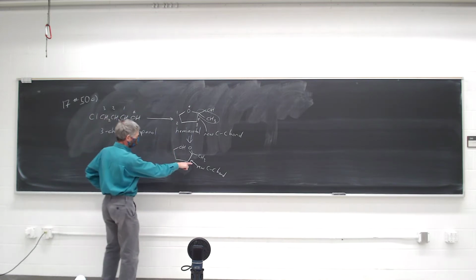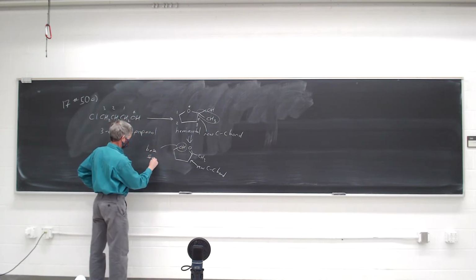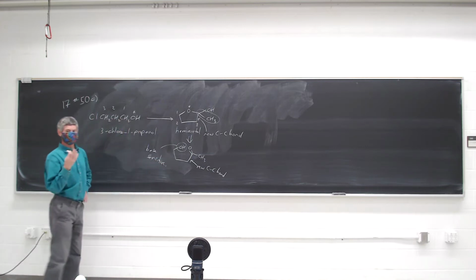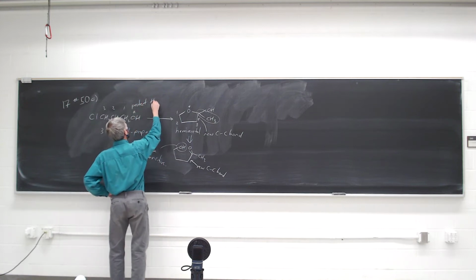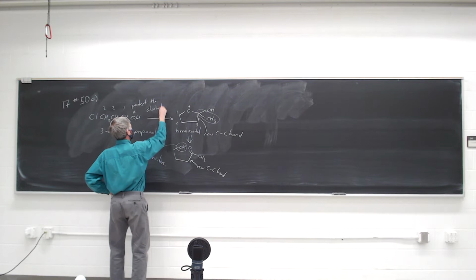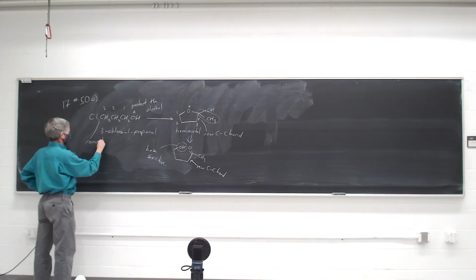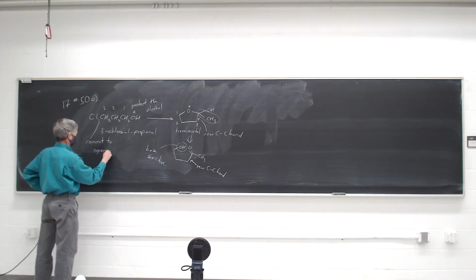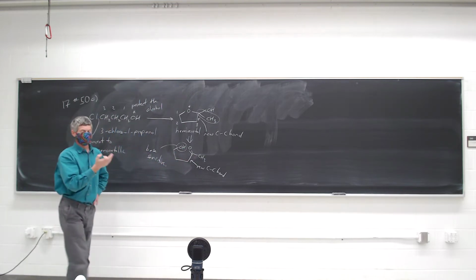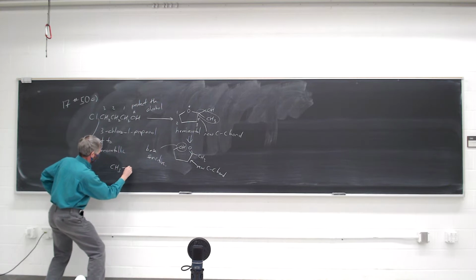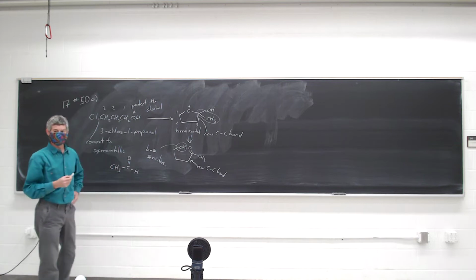So the problem is how to make this new CC bond in the presence of the alcohol, because this is case sensitive. Which means that we need to protect the alcohol before we can convert this to an organometallic and add it to acetaldehyde. That's how we're going to get those 2 new carbons in there.